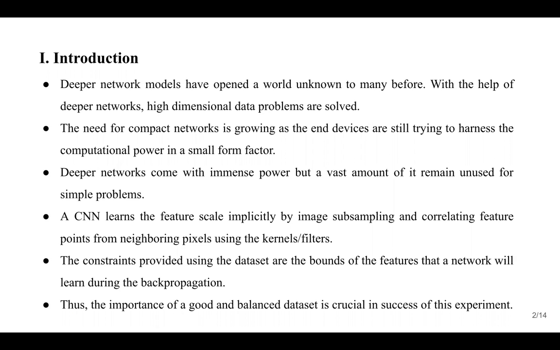A CNN learns the feature scale implicitly by image subsampling and correlating feature points from neighboring pixels using the kernels or filters. The constraints provided by the dataset are the bounds of the features that a network will learn during backpropagation. Thus, the importance of a good and balanced dataset is crucial to the success of this experiment.